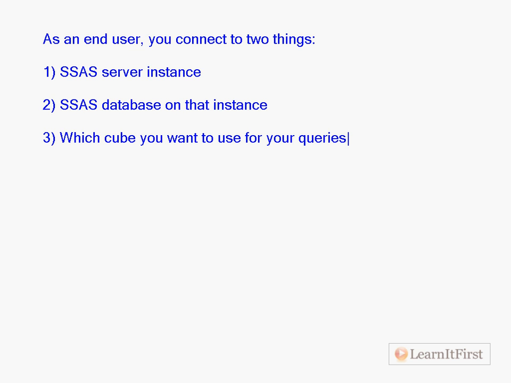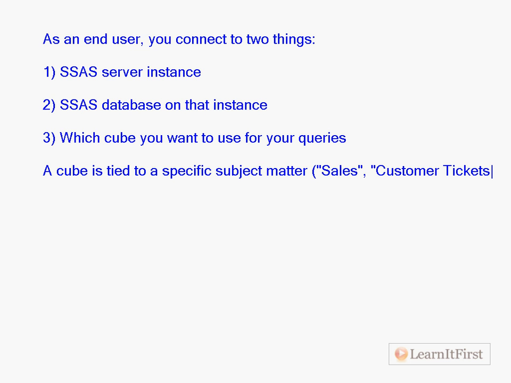Now, a cube, let's have a little refresher from chapter 2. A cube is tied to a specific subject matter. Like we'd have a sales cube, or a customer tickets cube. And so all of the data in that cube, all of the queries you would be able to run against that cube, are related to that subject matter.